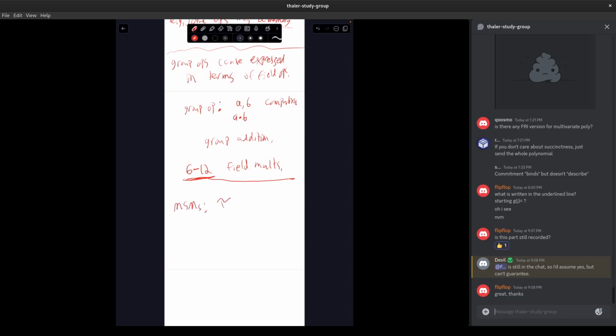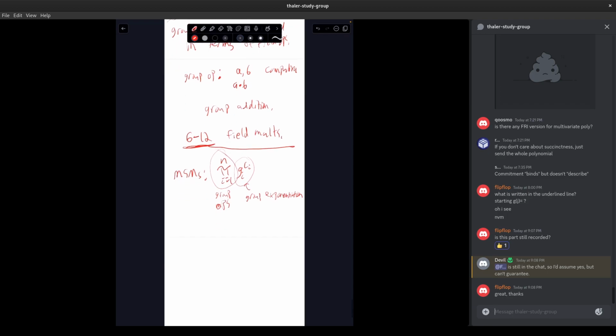Remember, an MSM of size n computes the product of g_i to the c_i. Each of these would be called a group exponentiation, or people will call them scalar multiplications if they're using additive group notation. And then these would be the group multiplications, or people will call them group additions in additive group notation. So I'll just call them group ops. So naively, this would be n group exponentiations and n group operations.